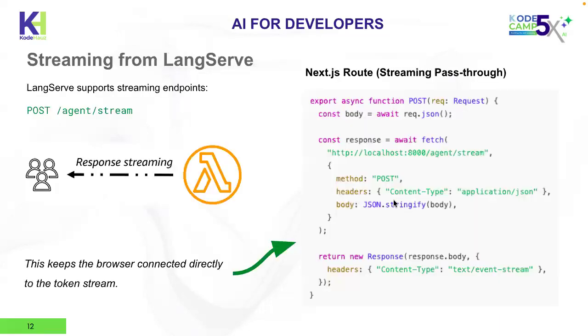So the interesting thing is that LangServe allows us to stream, and makes it very easy. If you use LangServe, there's already a stream endpoint, agent/stream, which you can post to and then listen. And typically when you are listening to a streaming endpoint, if you are doing a string pass-through like with a Next.js route, all you need to do is connect fetch to that streaming endpoint, right?